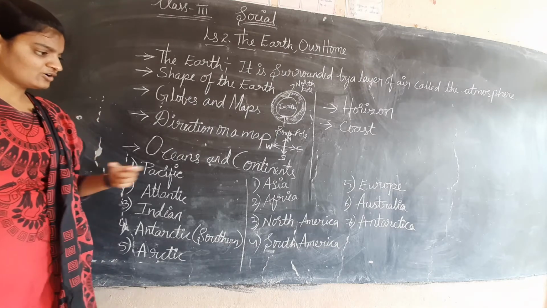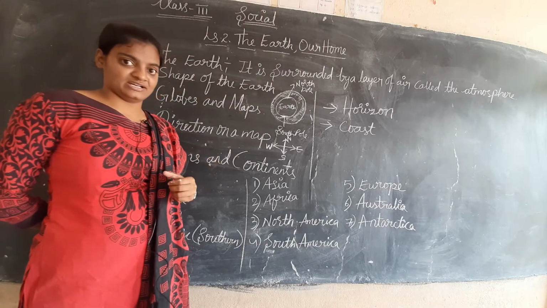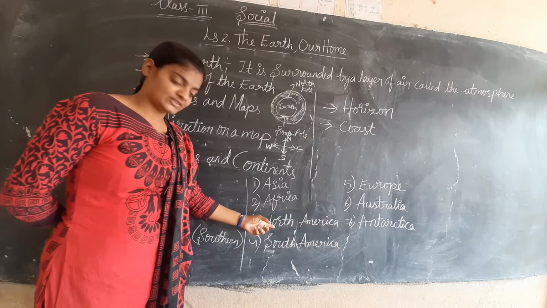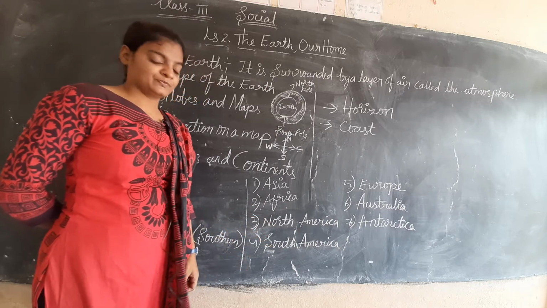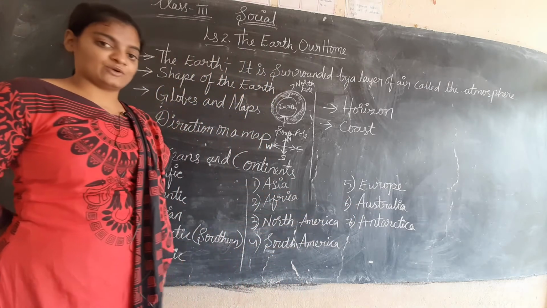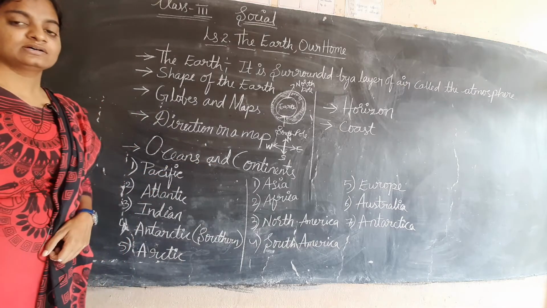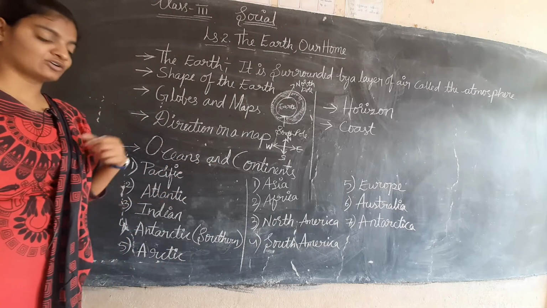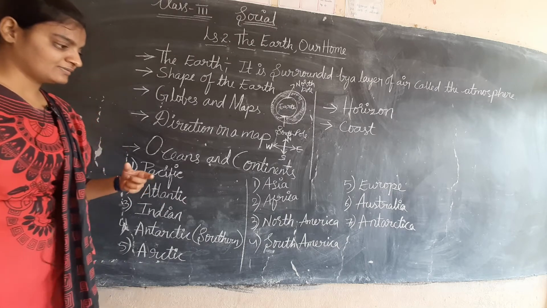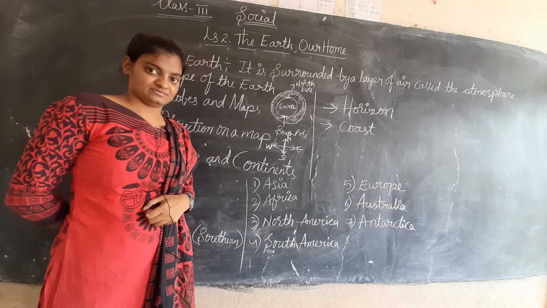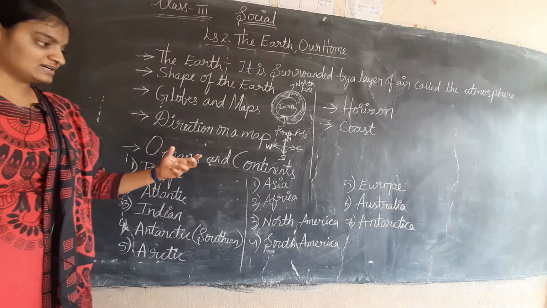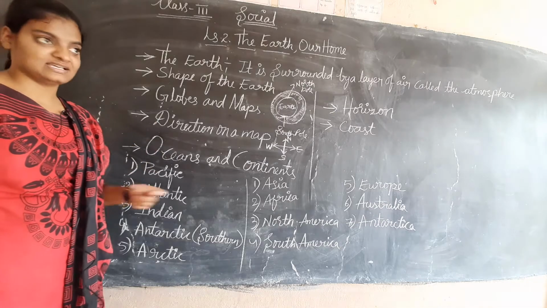Next, continents. We have 7 main continents, that is Asia, Africa, North America, South America, Europe, Australia, Antarctica. These are called land masses. We are living on the continent Asia. In the continent Asia, our country is India. So the earth is divided into oceans and continents in that way.